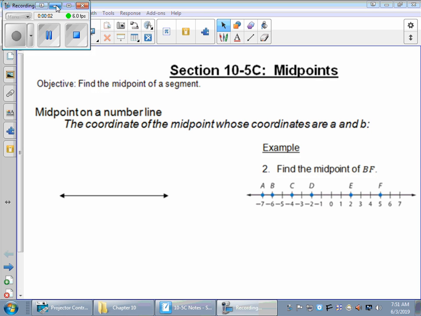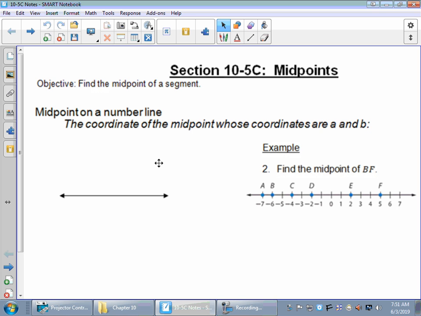All right, Algebra 1. This is the moment you've all been waiting for. This is the last section of the year, not only in Chapter 10, but this is the last note section of the entire school year. 10.5C, midpoints. Again, this is another one of those that's going to be a good lead into next year when you go into geometry, and I was going to help you out there.